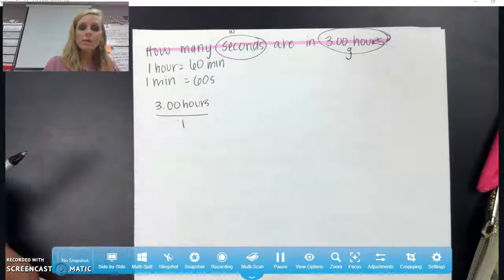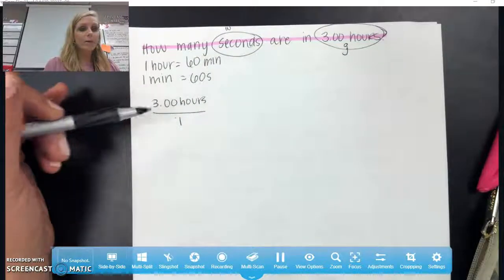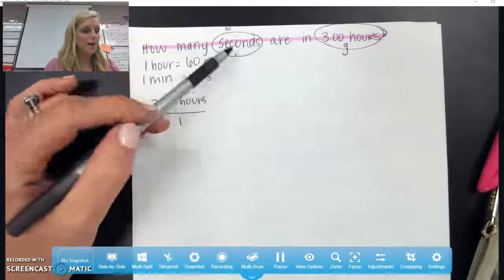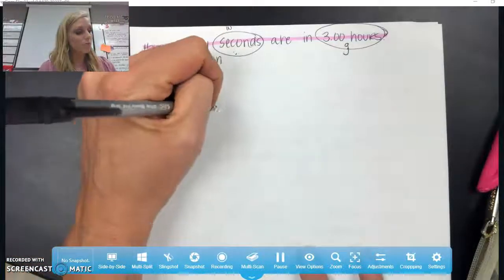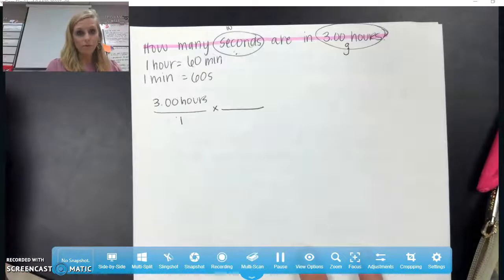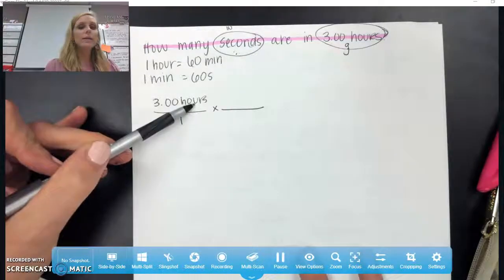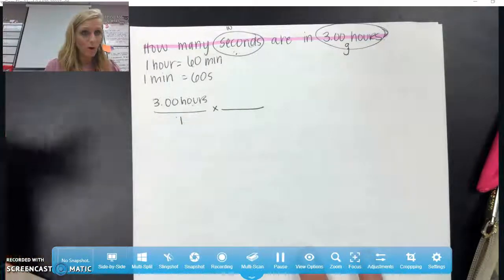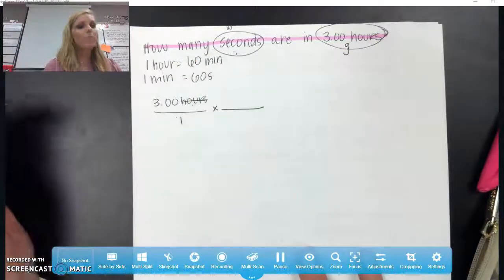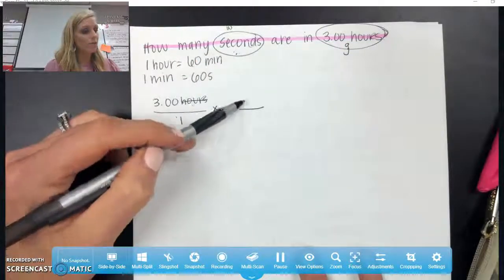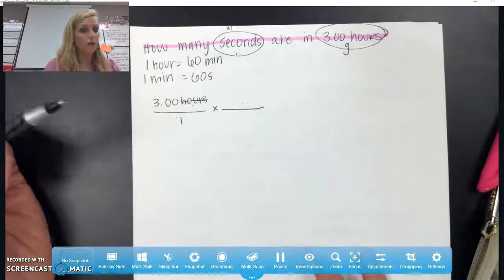So here's your first conversion factor. We are in hours, and that is definitely not what I want. I want seconds. So all you do is set up another conversion factor, and I know I need to cancel out hours. I don't want hours. So where can I put the unit hours in my next fraction, my next conversion factor, to cancel it out?